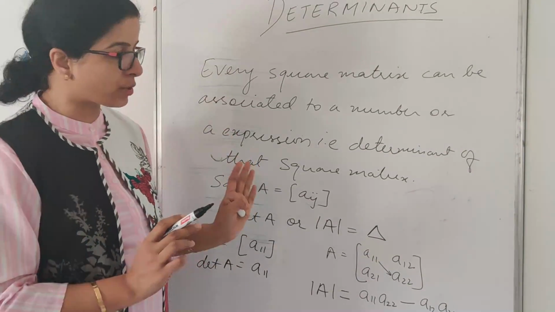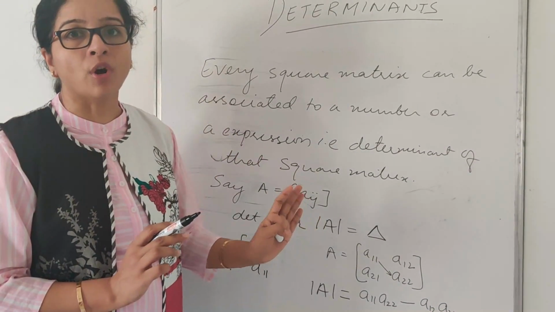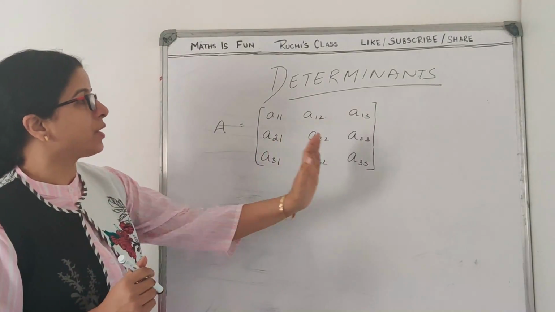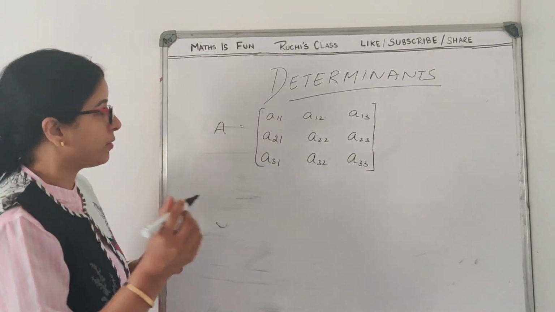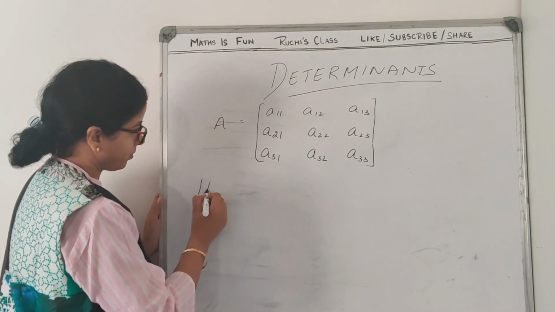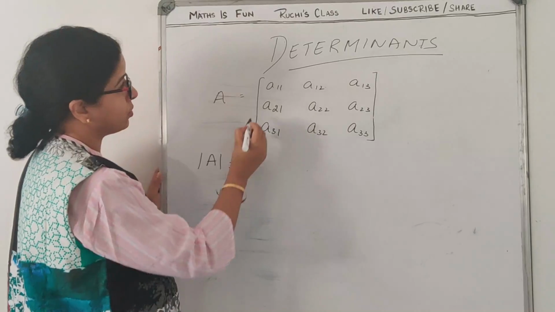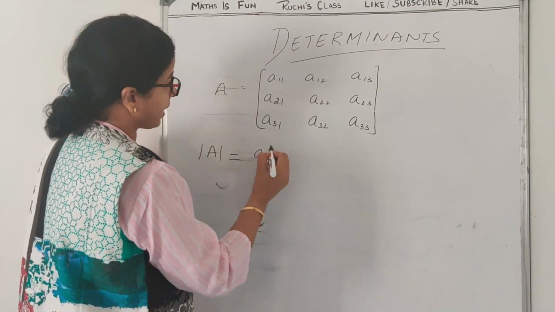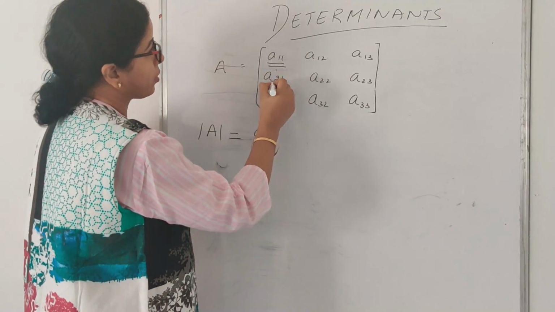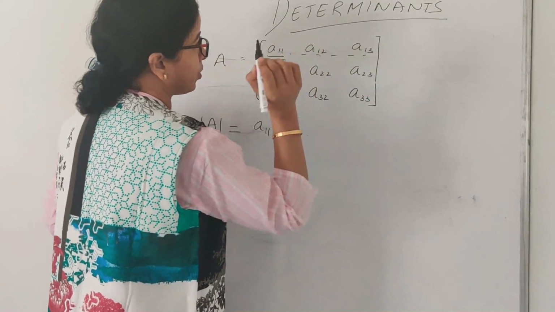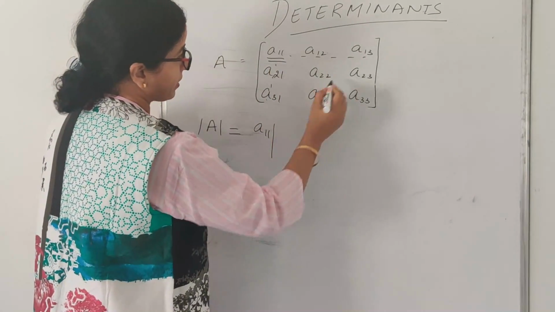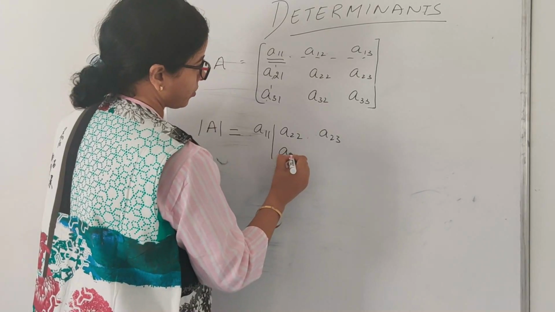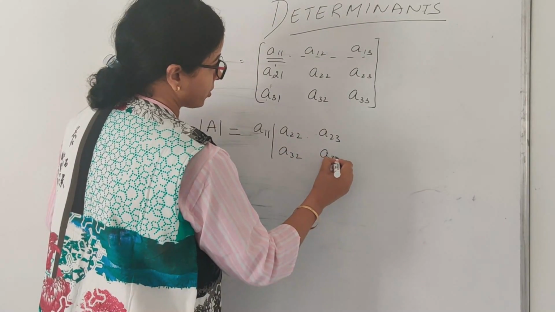Now I'll explain to you how to calculate the determinant of a square matrix of order 3. So now this is my 3 cross 3 matrix and we will find the determinant. So determinant A equals to, how will we find the expression associated to it? A11. I am taking this element. So the corresponding row and column we will leave. So what am I getting? I'll write this determinant: A22, A23, A32 and A33.